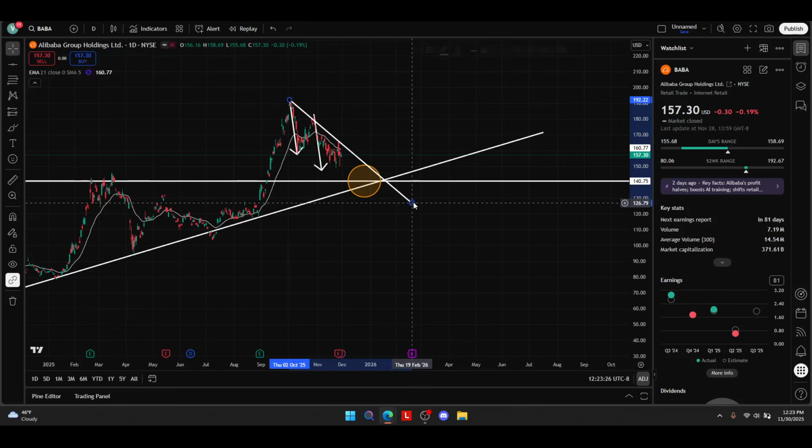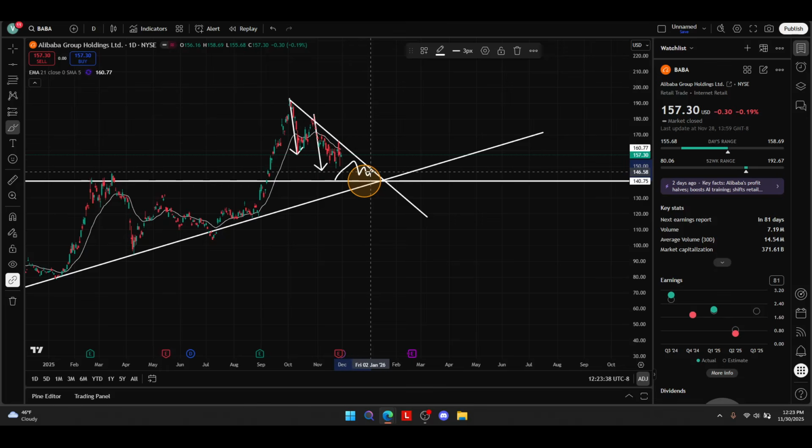So bull case is, we do go a little bit lower to 140, and then we break that bearish trend line for a new high. Bear case is we stay below the bearish trend line, and then we start breaking the 140 level, and then we start working our way down to the 104 level and so on, right? So that's the bear case.